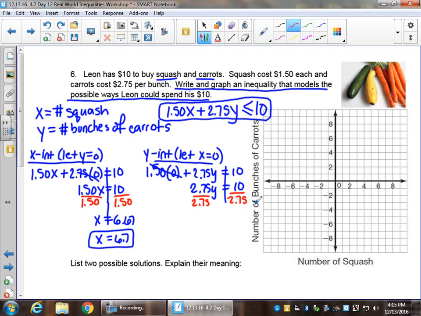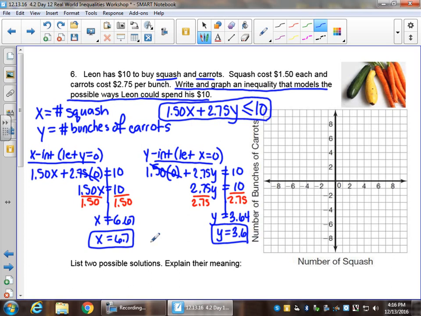10 divided by 2.75 equals 3.64 when I round to 2 decimal places. So for the sake of graphing, I will round it to 3.6. If this had been 5 or higher, I would have said 3.7. We have successfully found our intercepts.